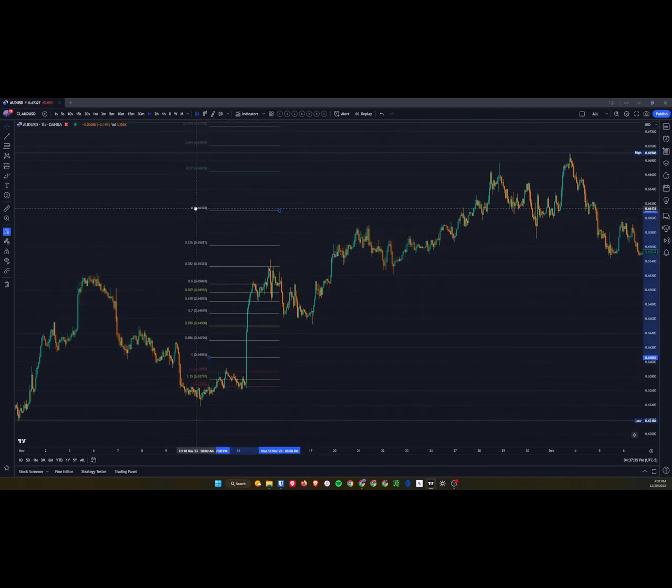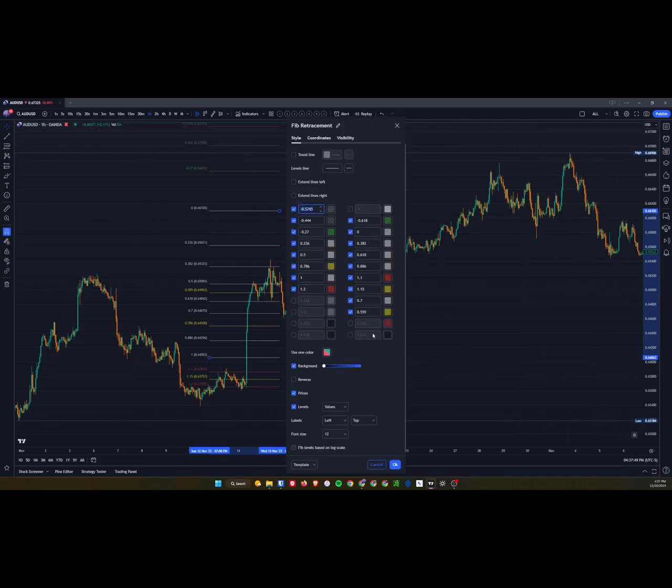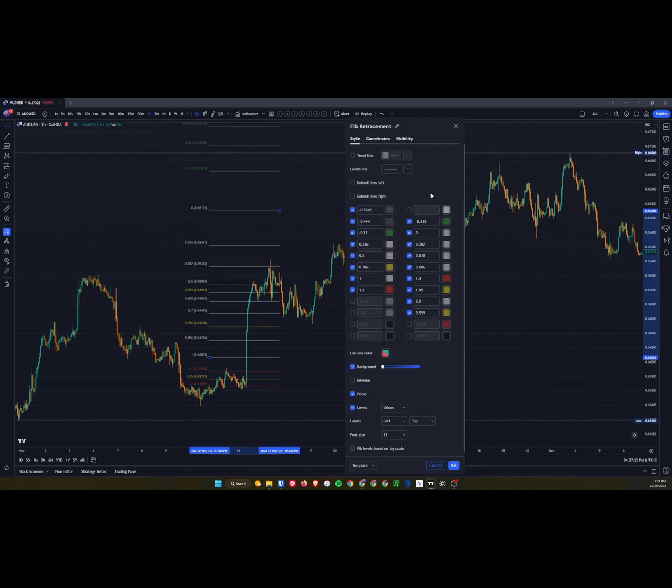Okay, so let's go over the settings that I use. Go to click on settings, go to style. I'm going to leave this on the screen so you can copy all the settings and all the numbers. I have all of these, 1 through 16. I have 16 different levels that I use, and I can break that down into 3 separate parts.